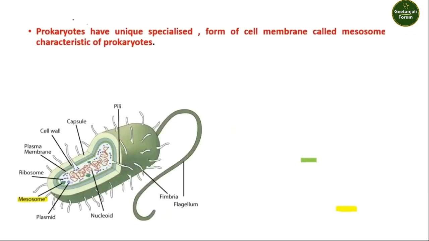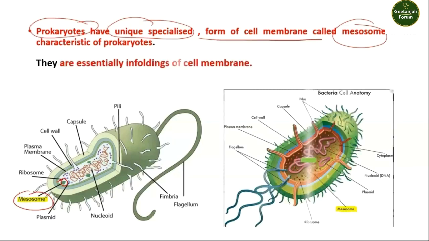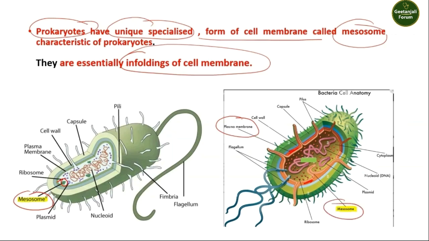Apart from this, the prokaryotic cells have a unique specialized form of cell membrane which is known as mesosomes. These are the mesosomes. Now what are these mesosomes? They are enfoldings of the cell membrane. See, this is the cell membrane. Cell membrane is also known as plasma membrane. This is the plasma membrane and its enfolding is called mesosome. Here the plasma membrane folds inside and forms a mesosome. This is outside folding. This is also a mesosome. So mesosomes are enfoldings of the cell membrane and are found in prokaryotic cells.